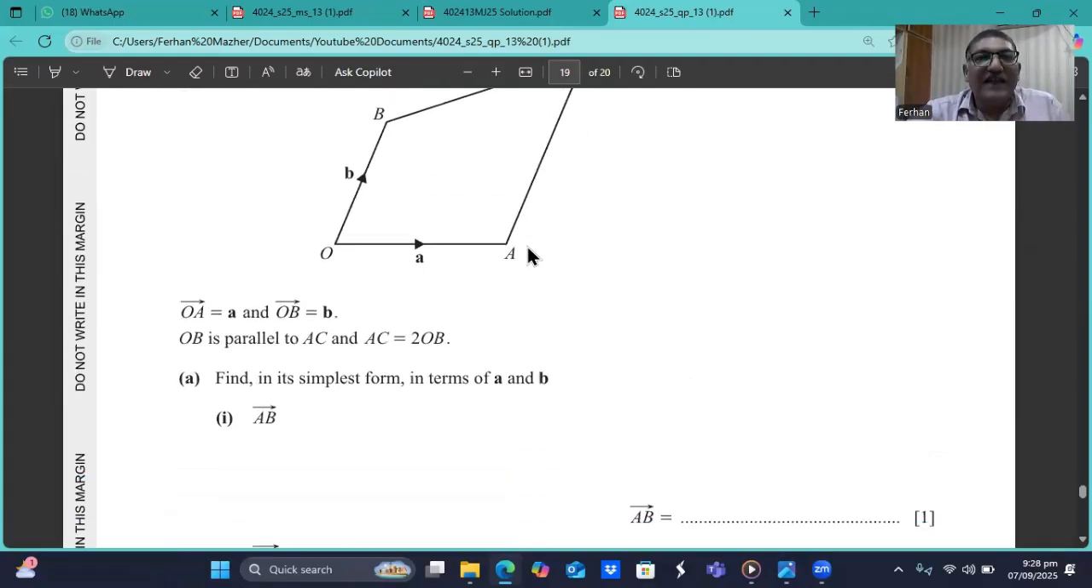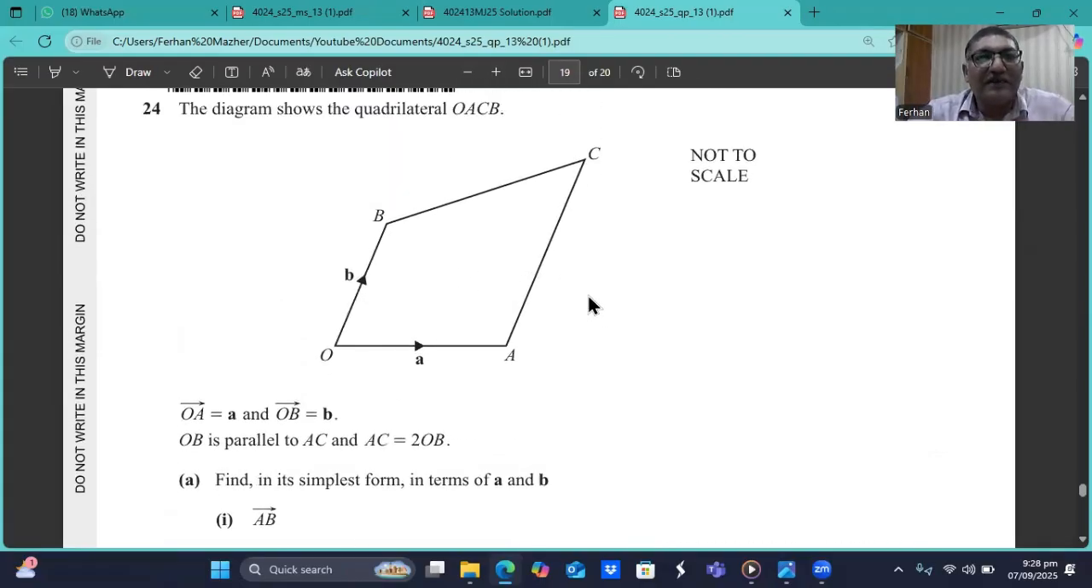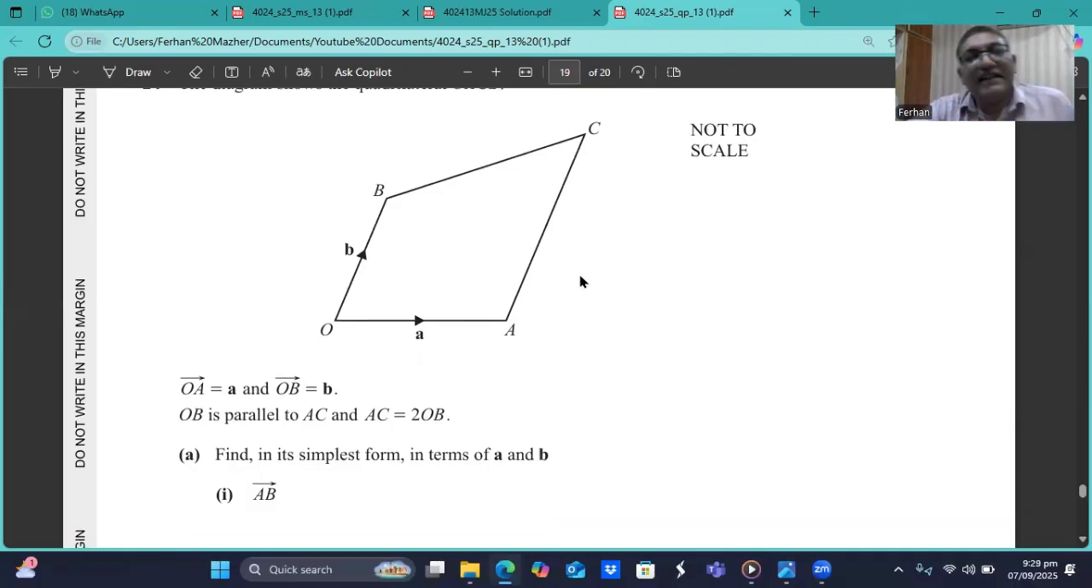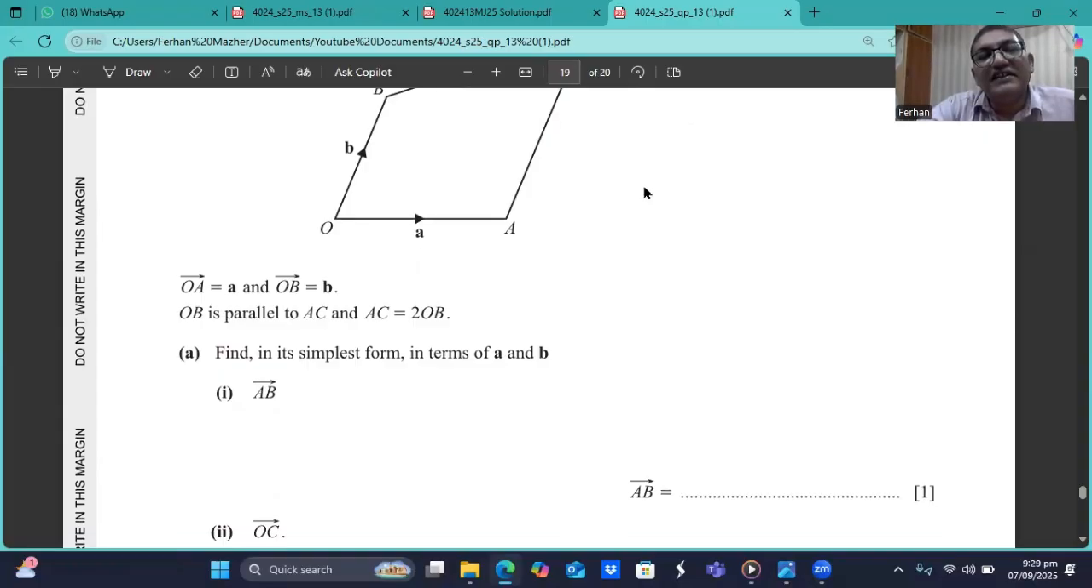Okay. Then we have question number 24 coming up on your screen. The diagram shows the quadrilateral OACB. OA is equal to small a. OB is equal to small b. OB is parallel to AC, and it is given that AC is 2 times OB. If AC is 2 times OB, then this will be 2b. Simple. First, find AB in its simplest form.